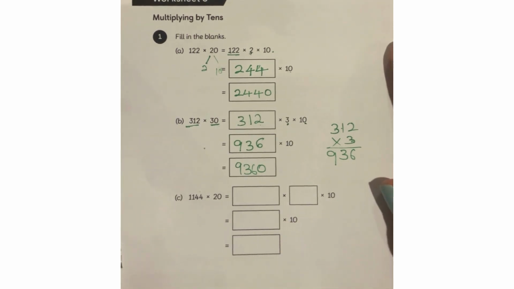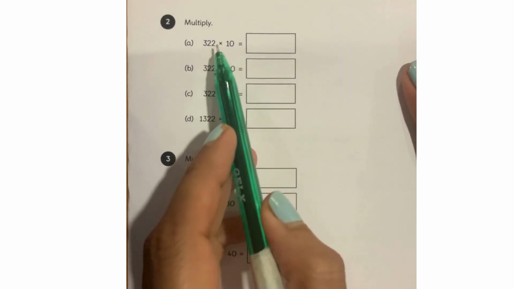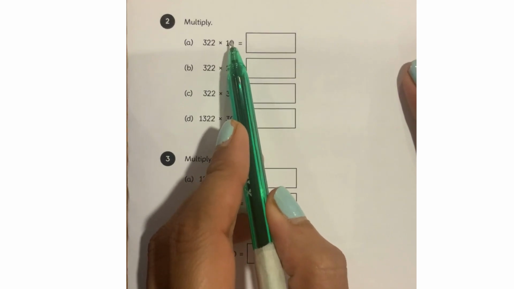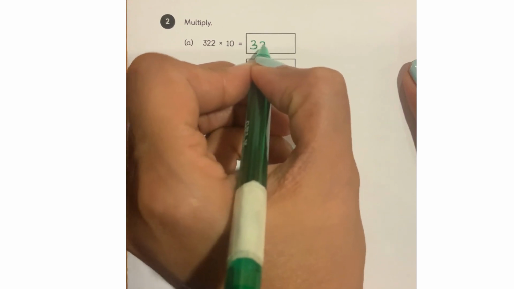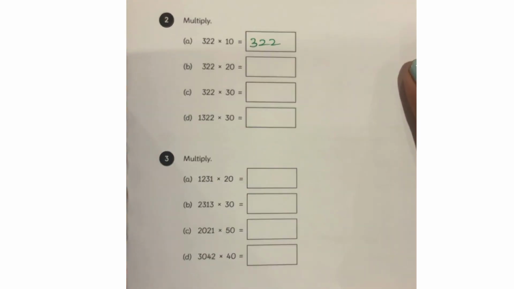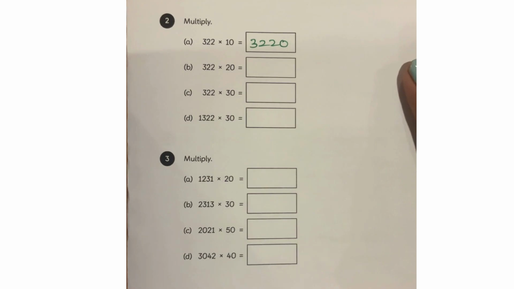Last one, I will leave it for you to perform as a challenge. Okay, so let's go to the next question. For the second A, 322 times 10. Again, I will hide my 0. I'll write the number multiplied by 1 is the same, and I just put my 0 back. Easy, simple, fantastic.